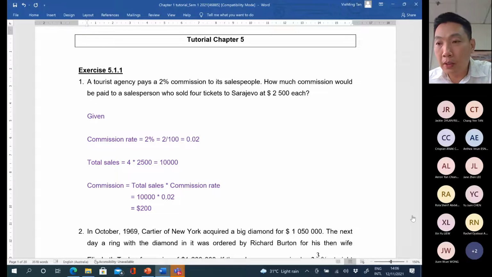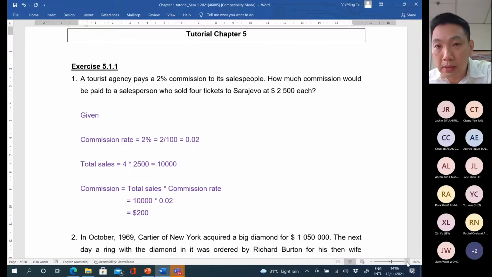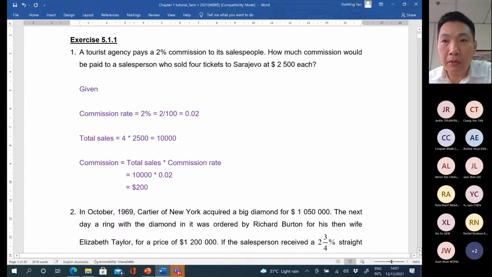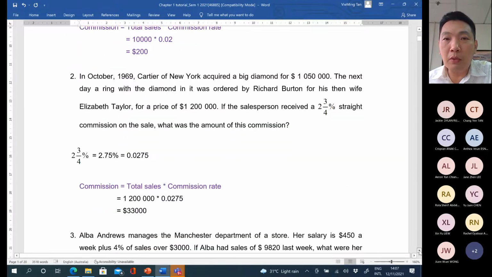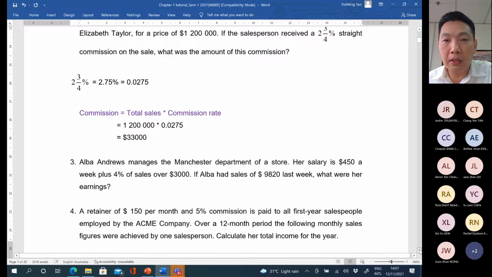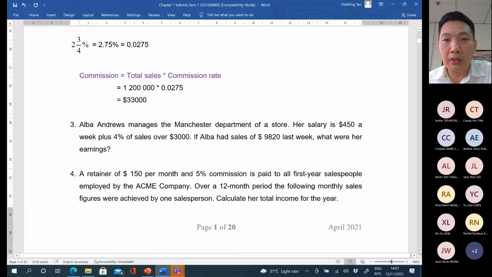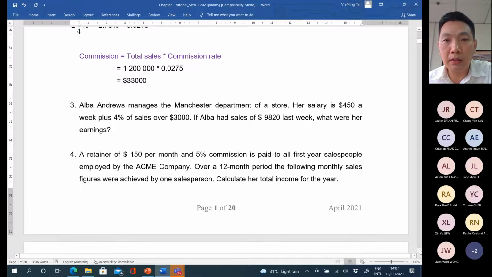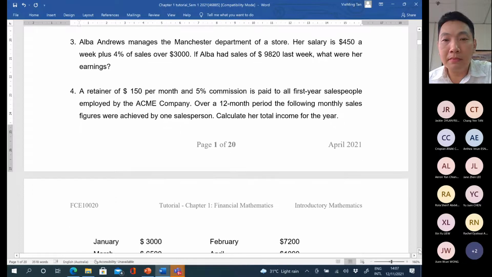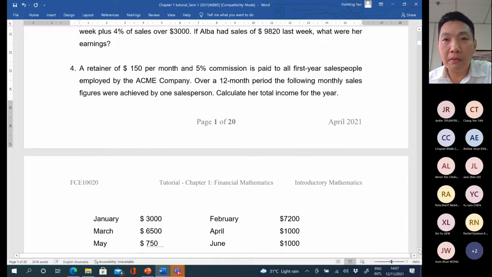I try to enlarge the screen so that you can see. Okay, we'll move to question 4 now. So the most important is we must try to understand the question. We must understand the meaning of the question before we can answer the question. So this is the question 4.